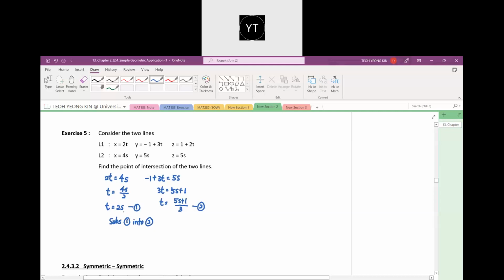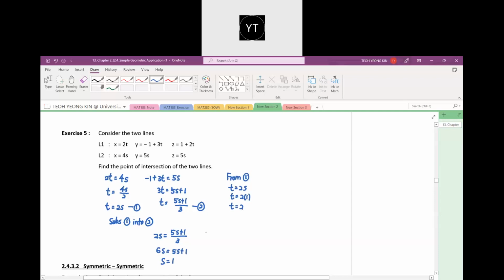Since t is equal to 2s, it means that 2s is equal to (5s plus 1) over 3. Multiply 3 to the left hand side, and I should have 6s is equal to 5s plus 1. From this, 6s minus 5s is s, so s is equal to 1. From equation 1, we try to find the value of t. Since t is equal to 2s, t is equal to 2 times 1, so t is equal to 2.